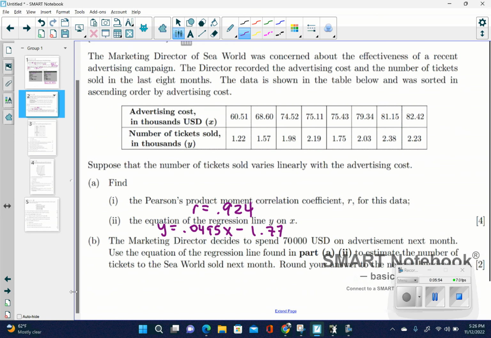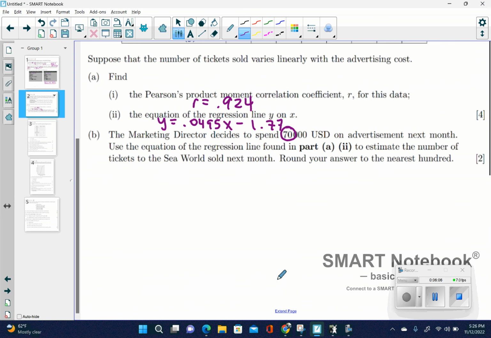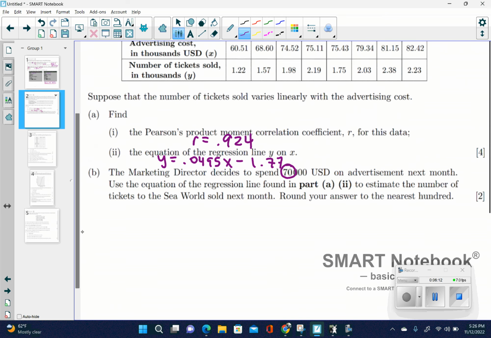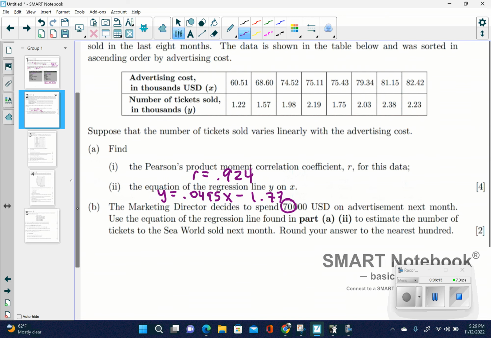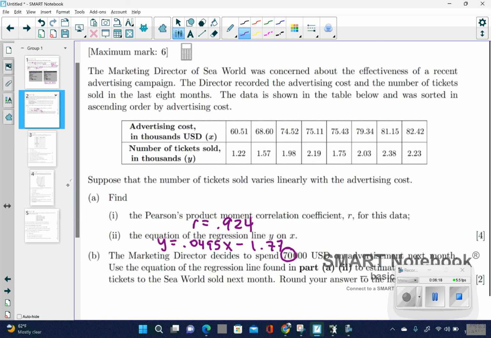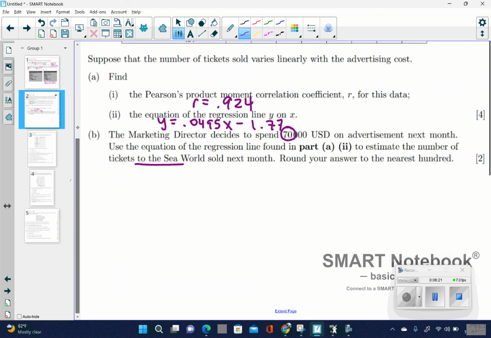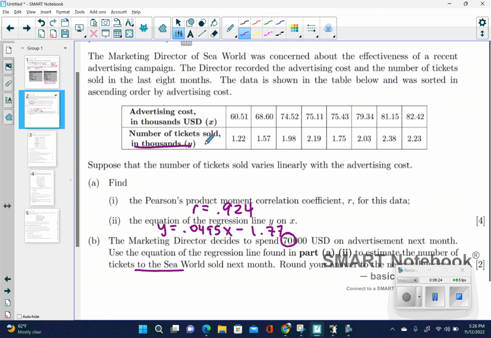Okay. So now what do we have to do? It says the marketing director decides to spend 70,000 US dollars on advertisement. And it says, use the regression to estimate the number of tickets to SeaWorld sold next month. So the biggest thing that you need to see is, right here, this is the number of tickets sold in thousands, and this is advertising costs in thousands. So our variable that we're plugging in here, our x, is x equals 70, into our regression equation.